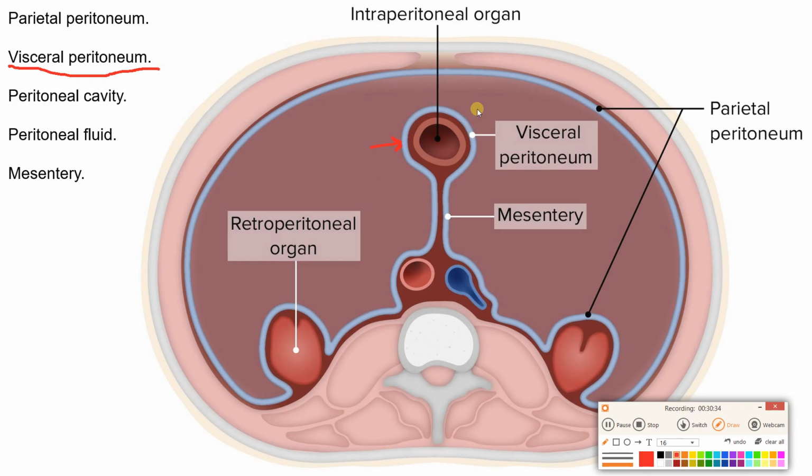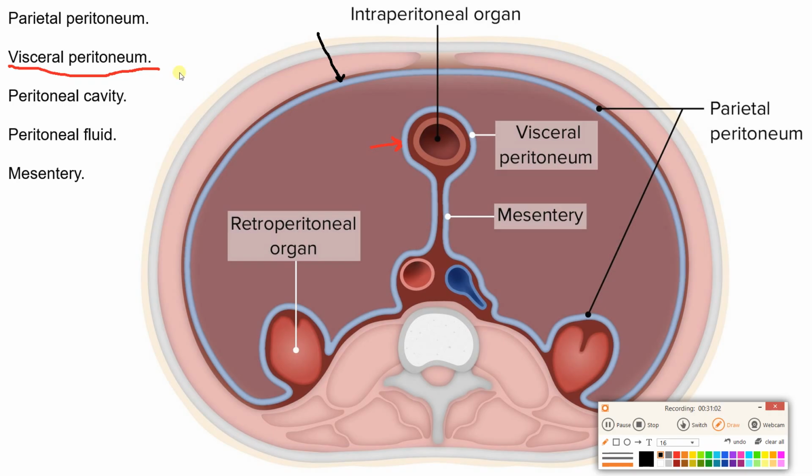Then, the outer membrane, which is against the body wall. Remember back to the lungs, how the outer membrane was against the body wall. The outer membrane, I'm just going to put an arrow on right there. That's a kind of ugly arrow. Let's undo that. There we go. That outer membrane is the parietal peritoneum.